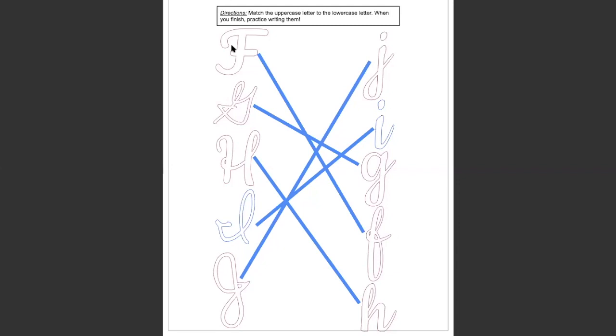Now that we drew our lines, we're going to trace our letters. So you can use a pencil or a color, but we're going to trace each one of the letters on this page. Let's see if we can trace them together. Now I'm going to follow the line and trace the lowercase.